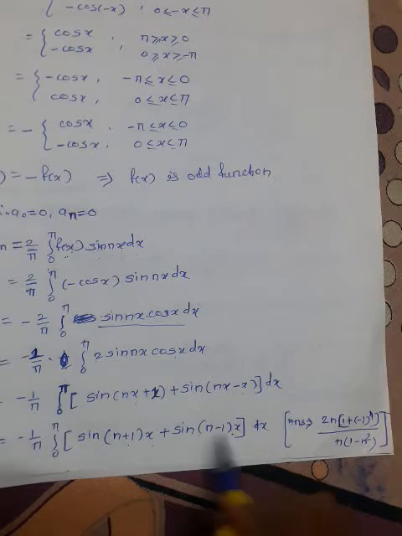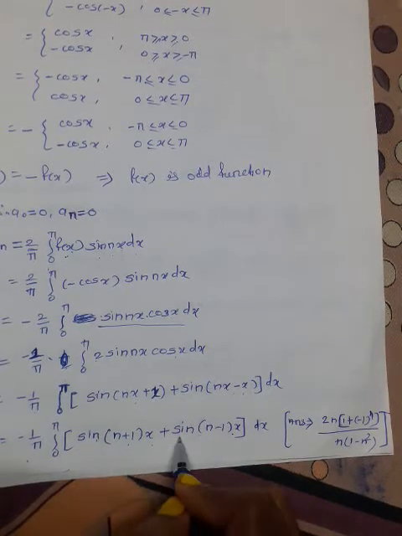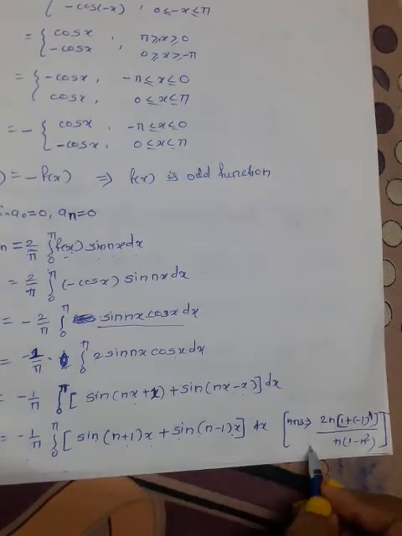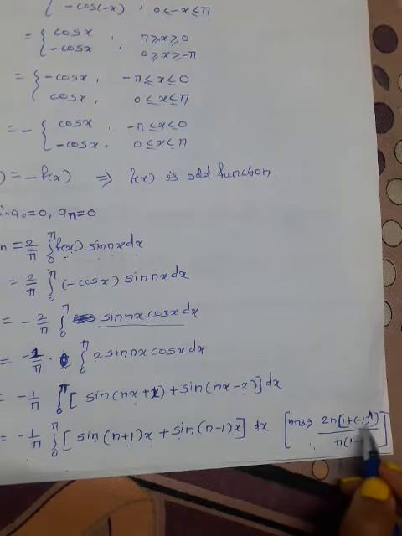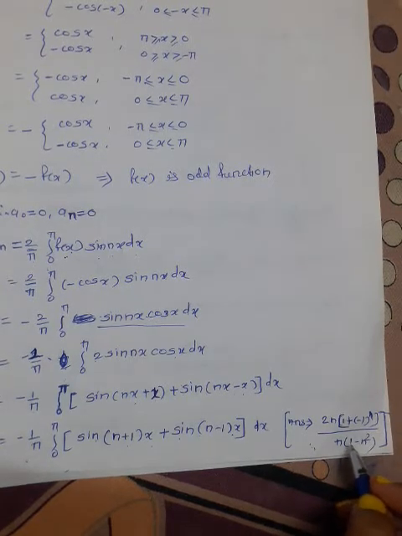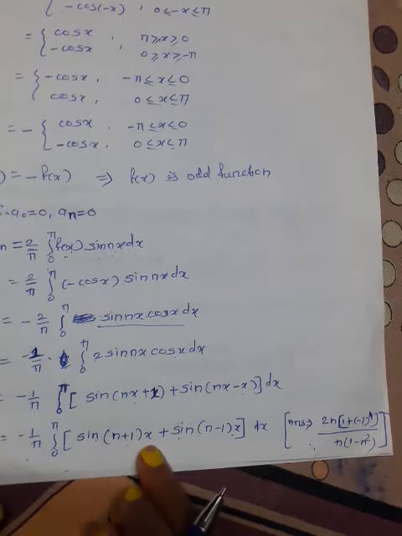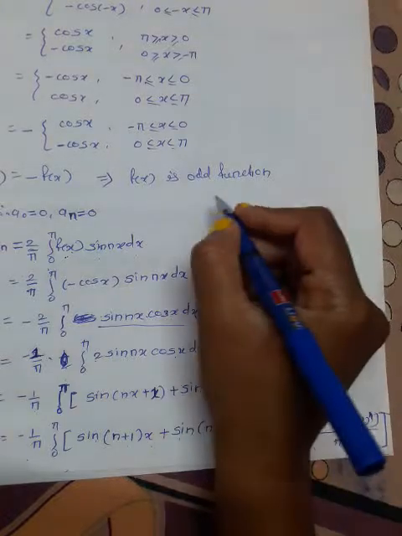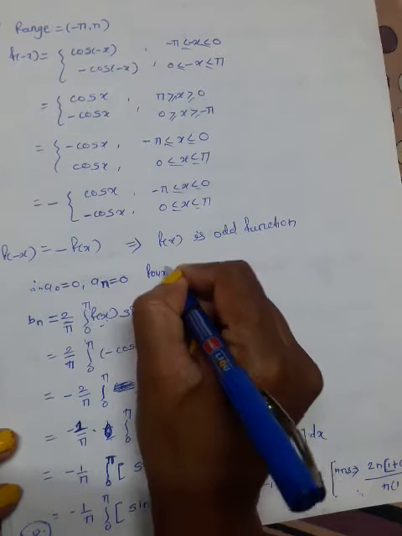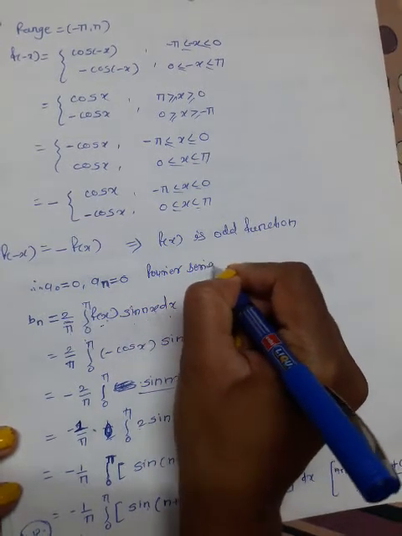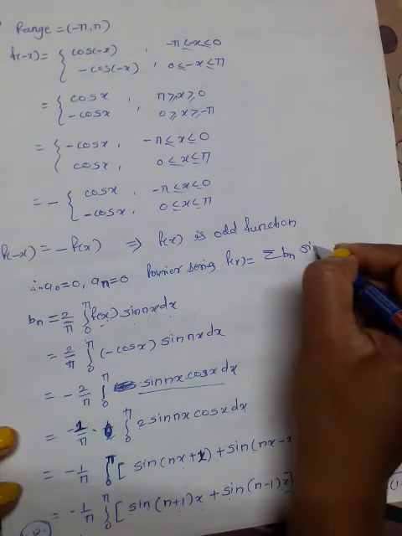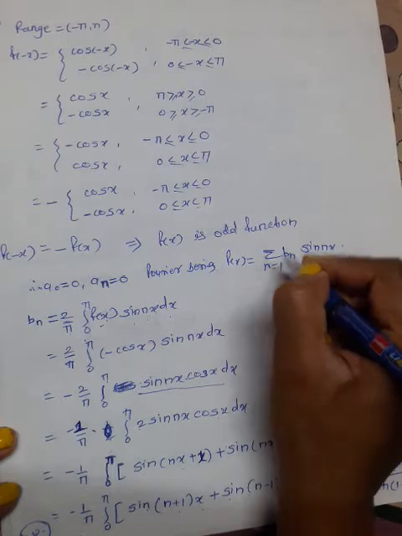This is the homework for you. Take the sine and only do the sine integration, that is minus cos and minus cos. Answer is this, 2n into bracket 1 plus minus 1 raised to n upon pi into 1 minus n square. This is a homework for you, and put this for bn in the formula. The Fourier series you can write down here also. Fourier series is given by f of x is equal to summation bn sin nx, n from 1 to infinity.